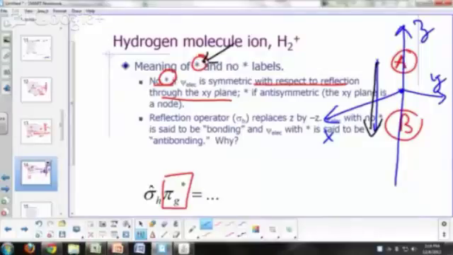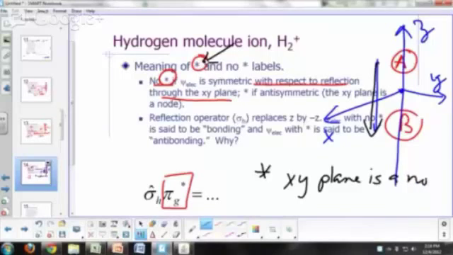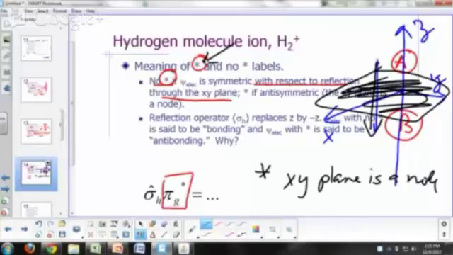So in other words, a star means what? The xy plane is a node. Your function changes sign from positive to negative or negative to positive. So if your xy plane is a node, you're looking at a plane between the two nuclei where there's low electron density. And when that happens, that's generally an unstable situation. We have two nuclei with minimal electrons between them. So that's what we would call an anti-bonding case. That would generally lead to higher energy.